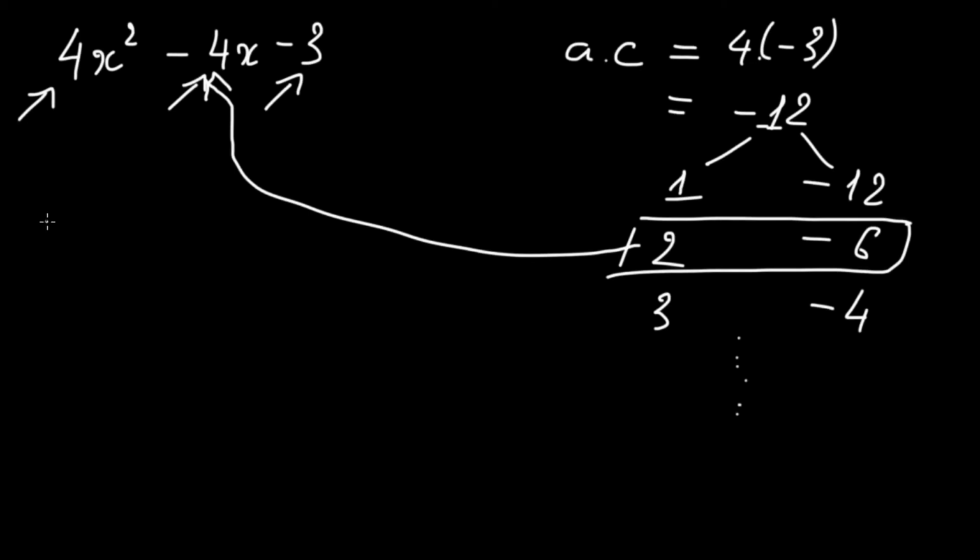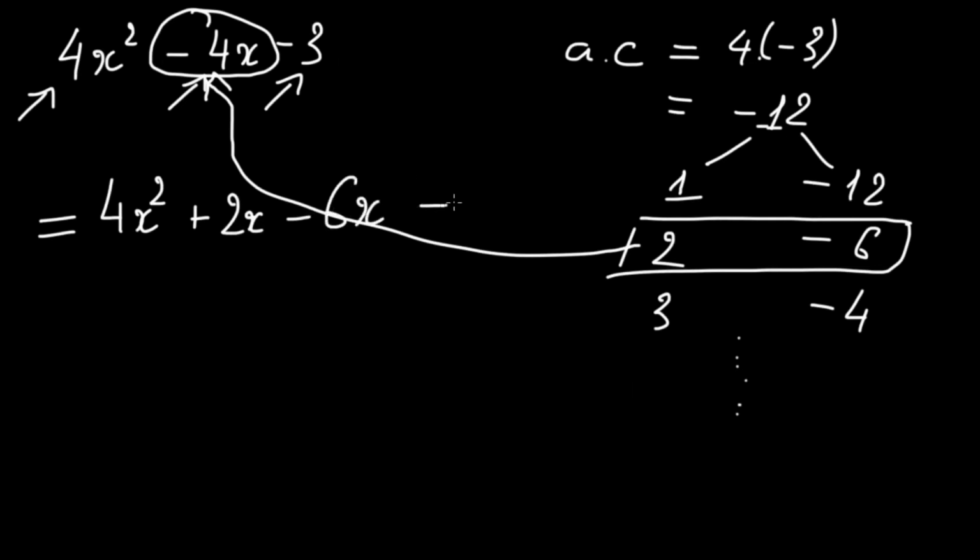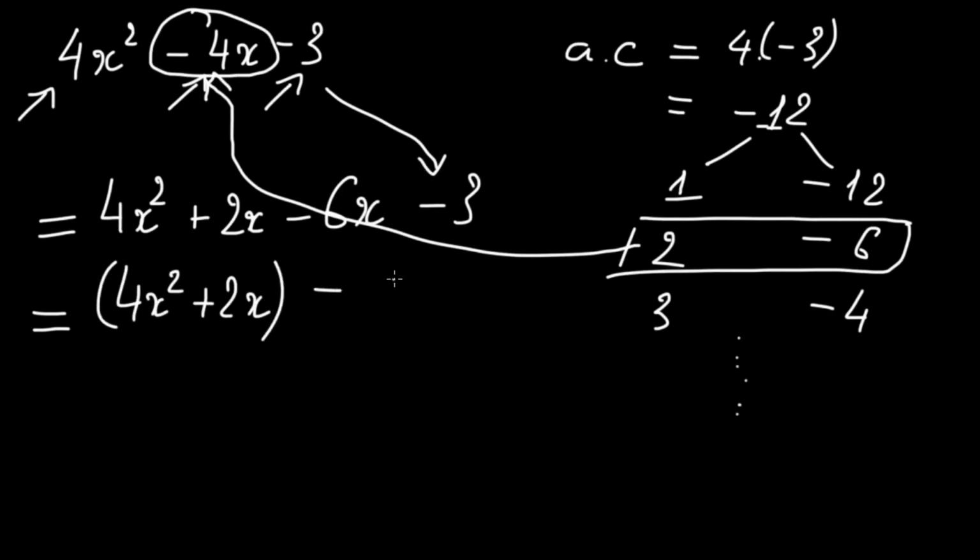What we are going to do next is we put 4x squared down, right? Then we break negative 4x right here into two terms. One is 2x and the other term is negative 6x. So we put it here, 2x minus 6x minus 3. Minus 3, we put it down, right? Now we group 4x squared plus 2x together, right? And then negative 6x and 3 together.